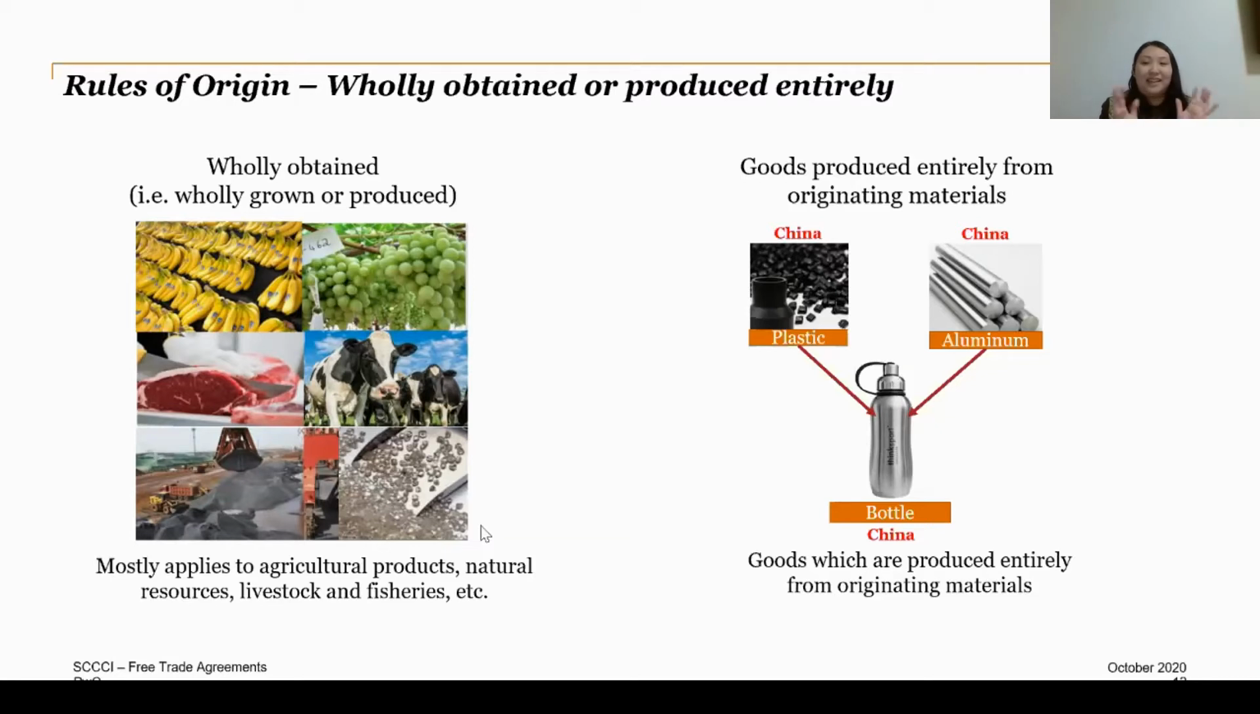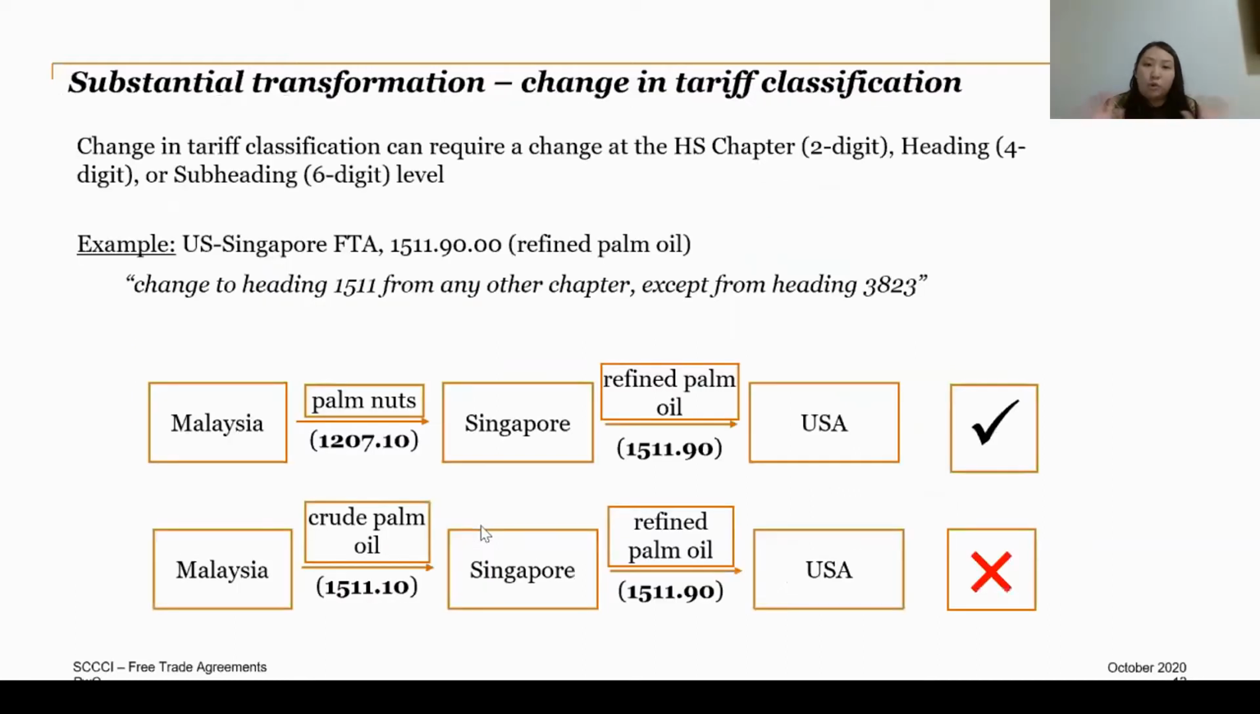And then some FTAs have this concept of wholly produced. Wholly produced products are products that completely use items that originate in the country. This one we would see in some of the agreements, for example some of the Japan agreements. But most of our companies' products are not fruits or plants or animals, not naturally occurring things. If they are, then it's easy for you. But if not, then we have to demonstrate that our product has gone through substantial transformation.